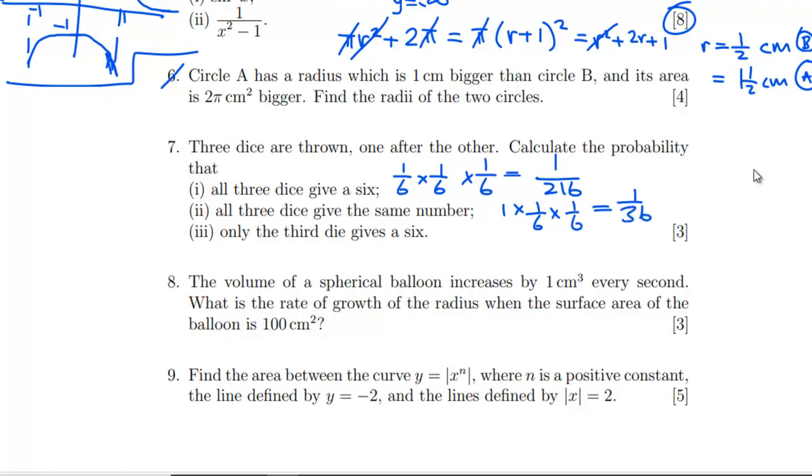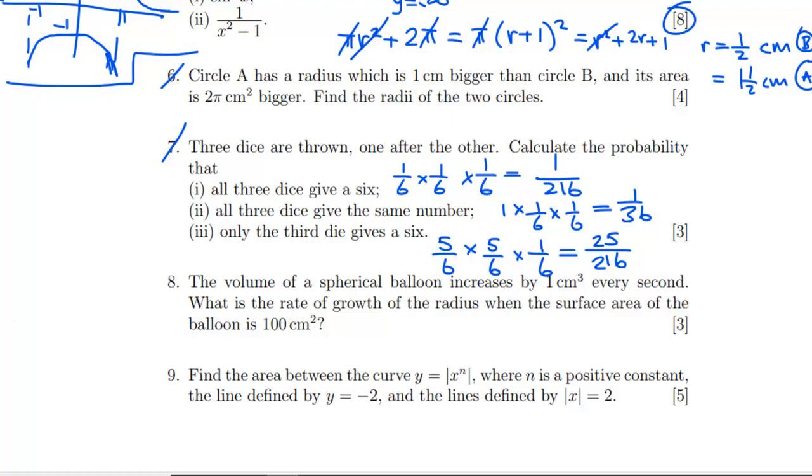So that's going to be 1/36. Only the 3rd die gives a 6. So that will be 5 over 6 times 5 over 6, because it has to be not 6's for the first ones, multiplied by 1 over 6 for the last one. So that would be 25 over 216. So they were pretty straightforward.